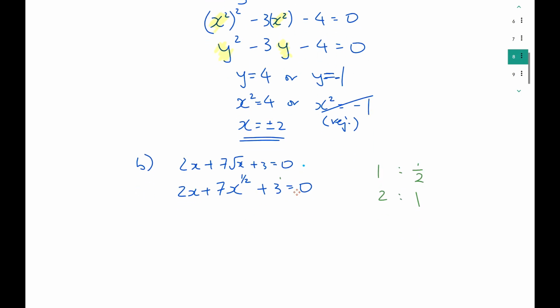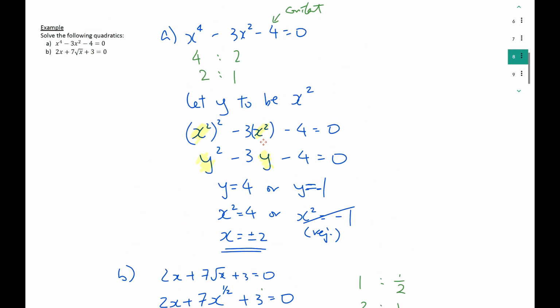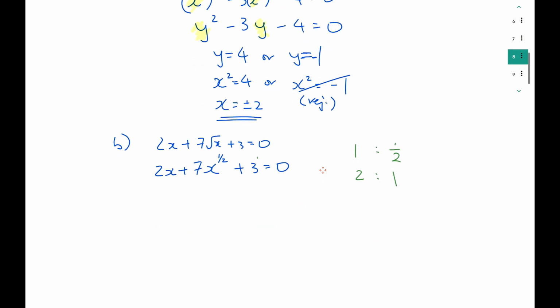Alright, so what did we do last time? Well, we let y be the middle term, so we'll do the same in here. We let y equal x to the power of a half. We let y be the middle term, because then 2x becomes 2y squared. Now if you struggle to understand what's going on in here, think about this here.